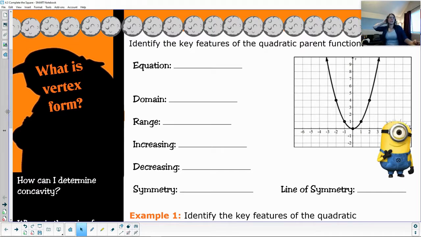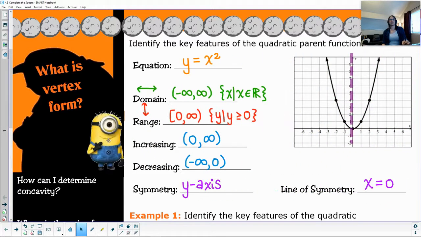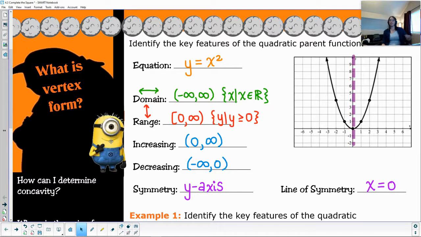All right, welcome back. So here we're going to take a look at the quadratic parent function, which you can see is already graphed on your paper. So we're going to look at a couple different key features. First of all, hopefully remembering what the quadratic parent function looks like. So I'm going to go ahead and reveal these answers first, and then we can talk about them. So hopefully you have y equals x squared, which is your quadratic parent function.